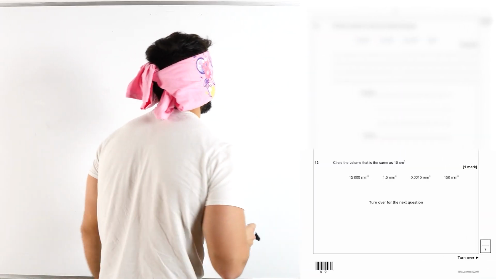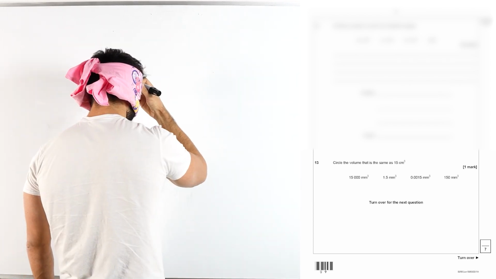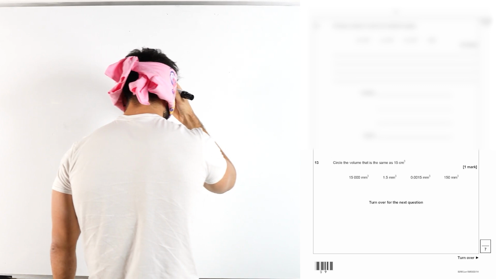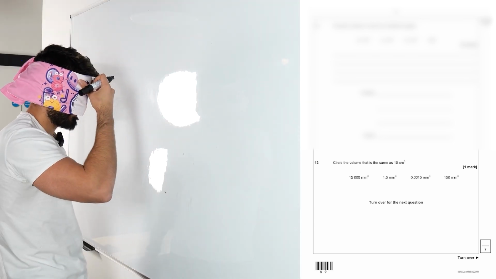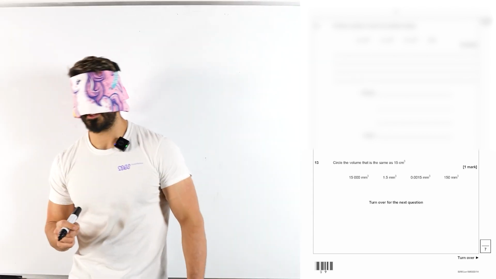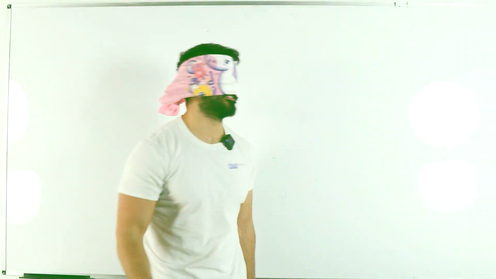Circle the volume that is the same as 15 centimeters cubed. I'll give you the options. First one is 15,000 millimeters cubed. Next one is 1.5 millimeters cubed. Third one is 0.0015 millimeters cubed. So they're all millimeters cubed. So the answer is 15,000. Is that one of the options? Yes. Easy.